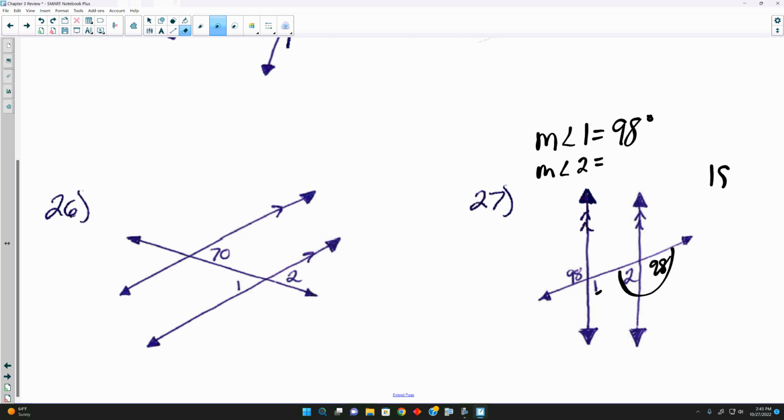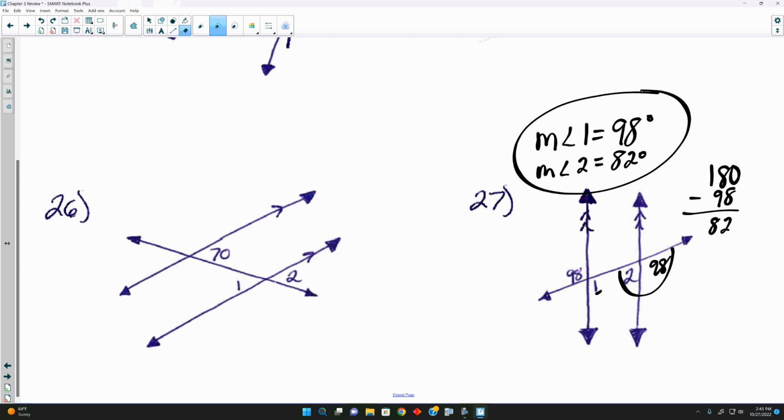So we can take 180 and subtract 98 from it, which is... so the measure of angle 2 is... all of them will end up being 180, or together they would make 360 for all four. So it's 26. So this is 70 degrees, yes?